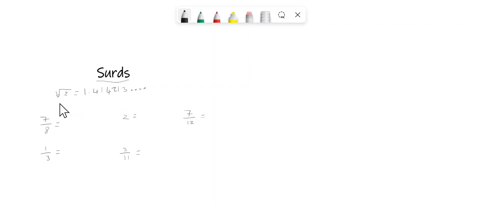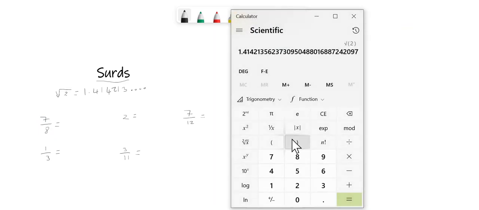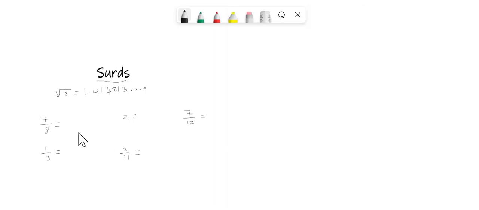There are loads of different ways that we can represent numbers, and surds are just another way that we can represent a number. If we take a number like this, which is in fraction form, we can write it in decimal form. So 7 divided by 8 is equal to 0.875. We can just write it like this, 0.875.